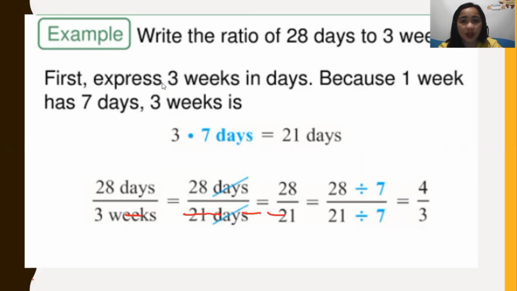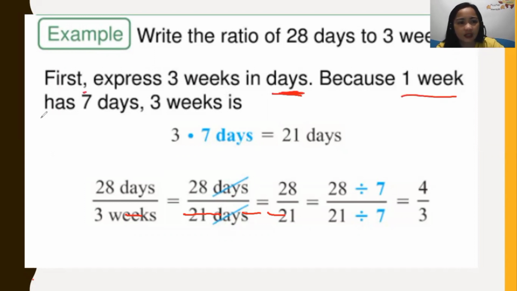Write the ratio of 28 days to 3 weeks. So kanina, 25 centavo coins to 3 pesos. Ngayon, baguhin natin, hindi na siya pera, days to weeks naman. So, magkaiba pa rin ang unit kasi yung isa days, yung isa weeks. So, first, maaring pwedeng gamitin mo ay parehas weeks o kaya parehas silang days. So, dito, first, express 3 weeks in days. Parehas natin gagawing days lahat.